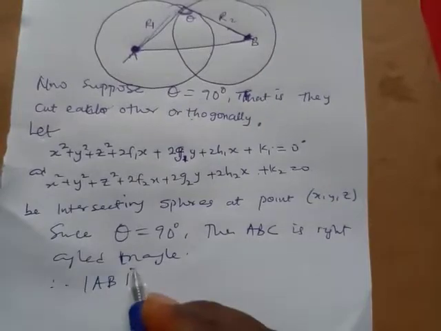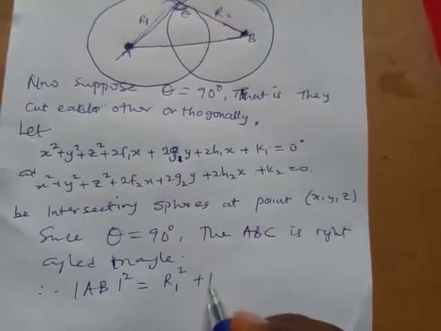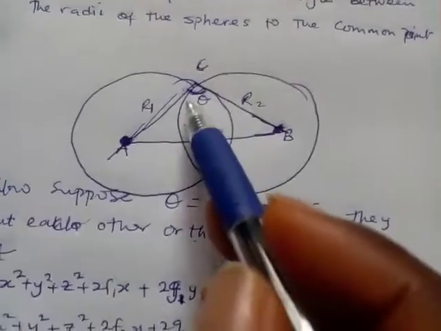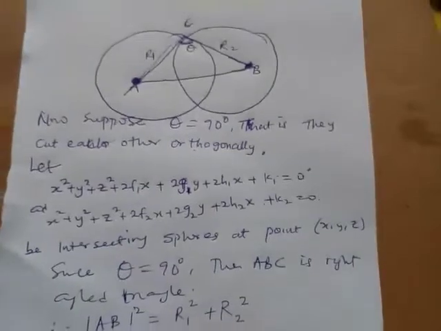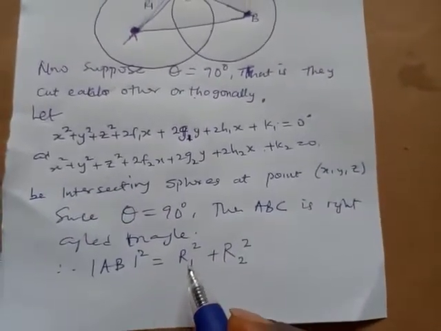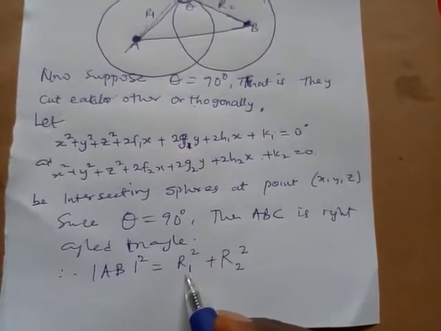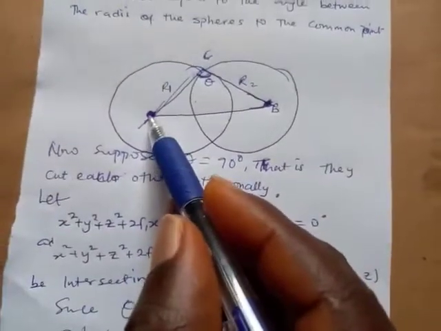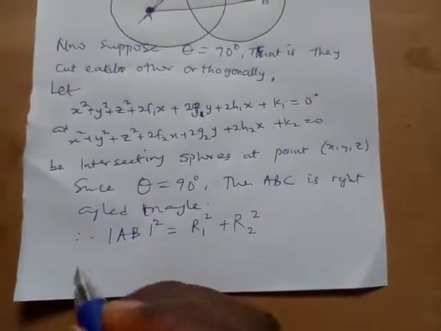AB squared must be equal to R1 squared plus R2 squared. If this is 90 degrees, definitely AB will be the hypotenuse, and the other two sides will be adjacent and opposite. Now we know how to find the radius of a sphere. What is our AB? A is the center of the first sphere and B is the center of the second sphere, so we need to find it as follows.